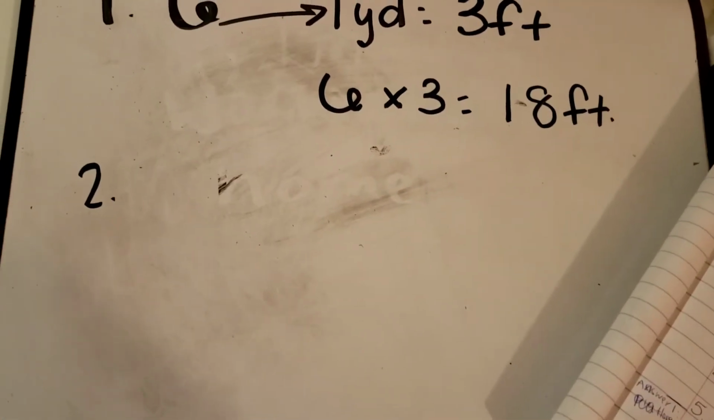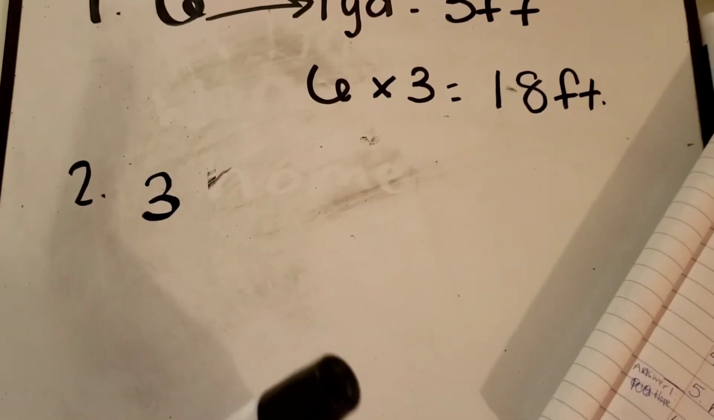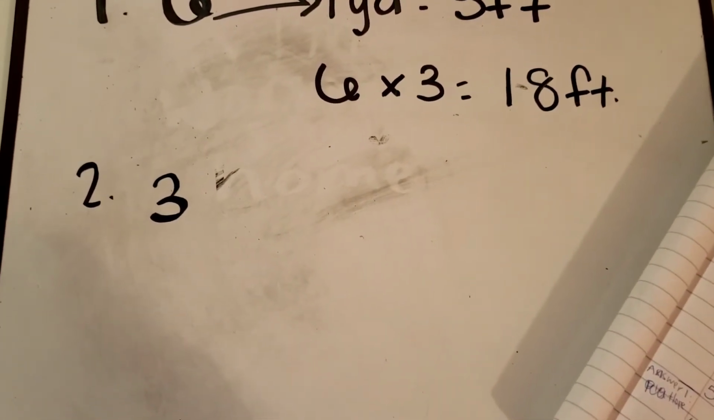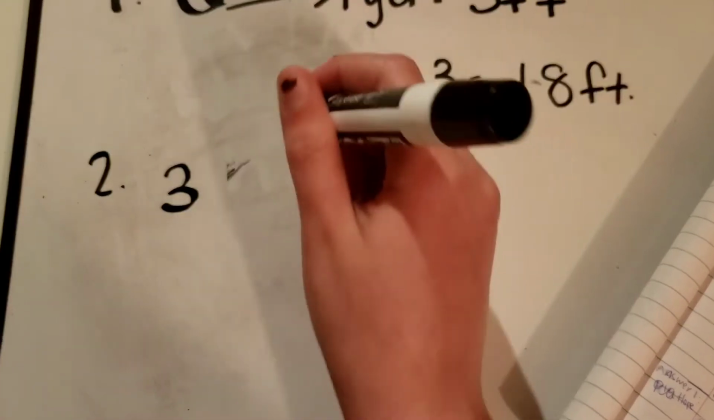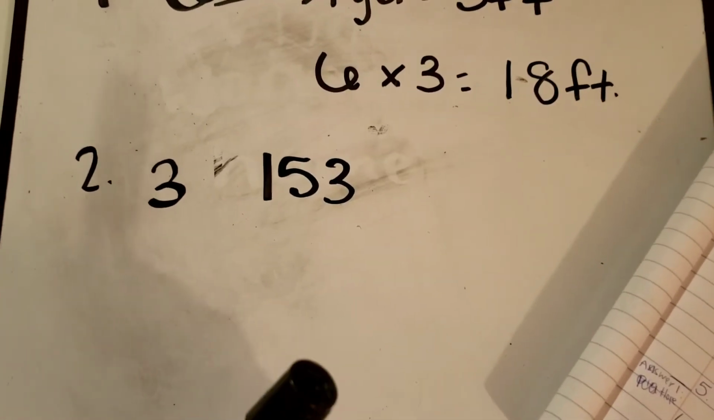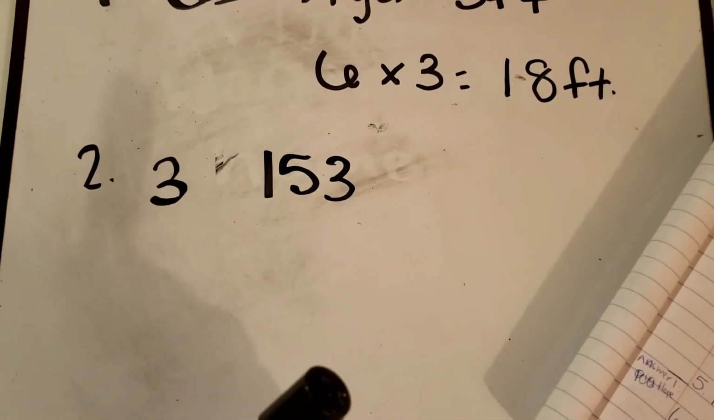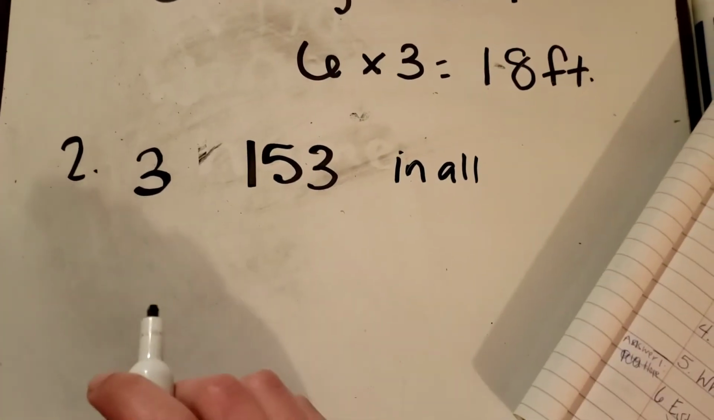Number 2 said every third bead, so we're going to go ahead and write that number because that's key information. Every third bead on Mary's necklace is red. There are 153 beads in all. So in all is our key bit of information.